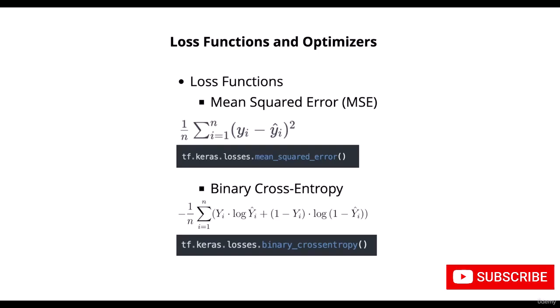Next one is binary cross entropy. It measures the binary classification loss between predicted probabilities and binary labels 0 or 1. Mathematically, binary cross entropy is represented by minus (1/n) times the summation from i = 1 to n of y_i times log of y_i predicted, plus (1 minus y_i) times log of (1 minus y_i predicted). TensorFlow usage is tf.keras.losses.binary_crossentropy.